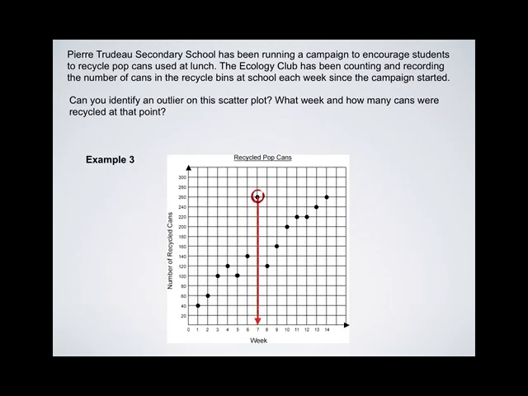We draw a line down to confirm it's at week 7. And we figure out how many cans were recycled by extending a line across to our vertical axes. The students recycled 260 cans during week 7. And that was our outlier point.